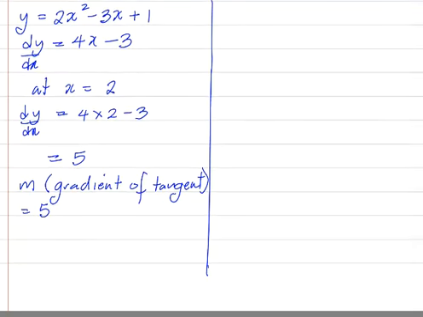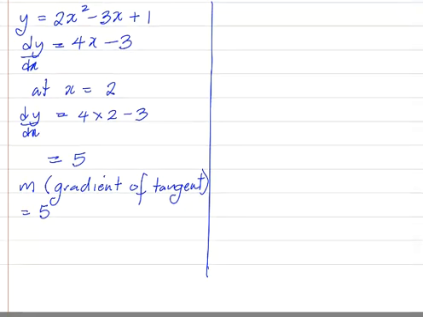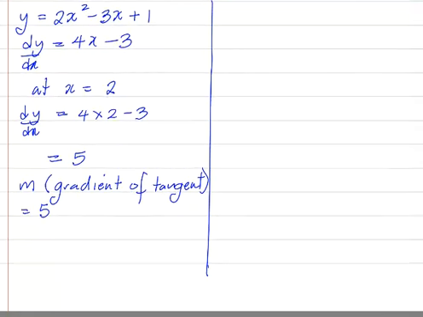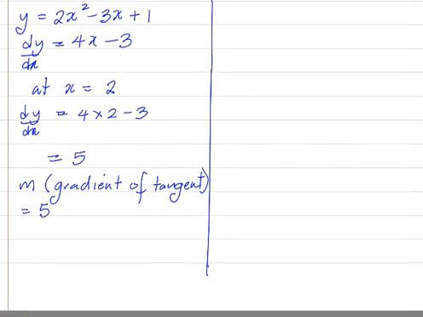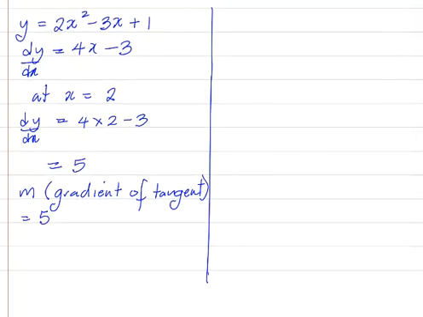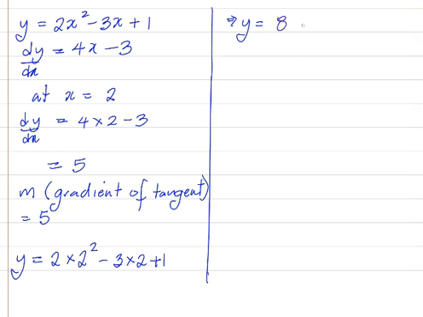Alright, I need a point. In order for you to determine the equation of a straight line, you need a gradient and you need 1 point on the line itself, 1 point on the tangent. The point of contact, that's where the tangent meets the curve. I can find that out because that point is common to both the tangent and the curve. So again, when x is equal to 2, y would be equal to 2 times 2 squared minus 3 times 2 plus 1. Therefore, y would be equal to 8 minus 6 plus 1, which is equal to 3.